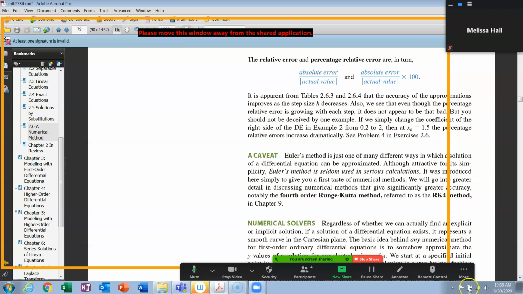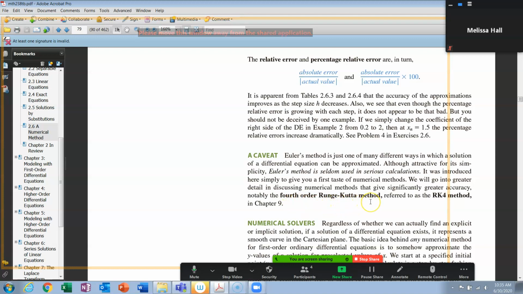We'll go into greater detail in Chapter 9 when you start talking about the 4th order Runge-Kutta method. Now, we're not going to get there. Sorry about that, but they've shortened our summer term. We're not going to come close, okay? That's also called the RK4 method.